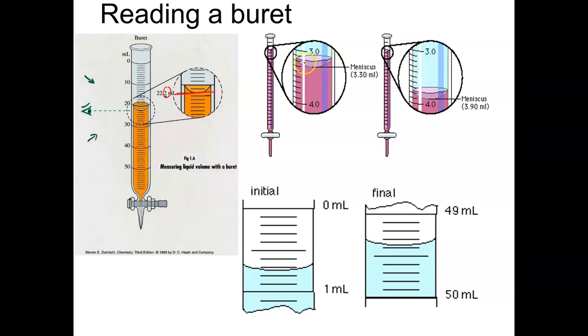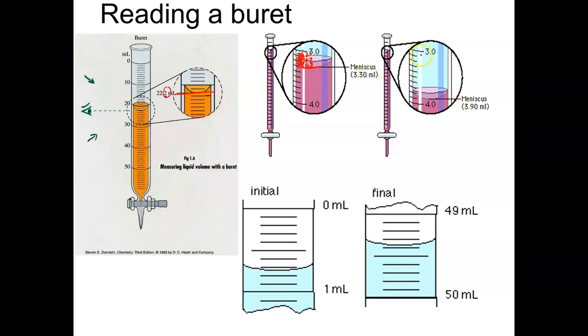Okay, so you see how this one, there's 30, 31, 32, and we're at 33. So that's, sorry, 3.1, 3.2, and 3.3. That's exactly the 3.3 mark. So that's why we get 3.3 for this one.